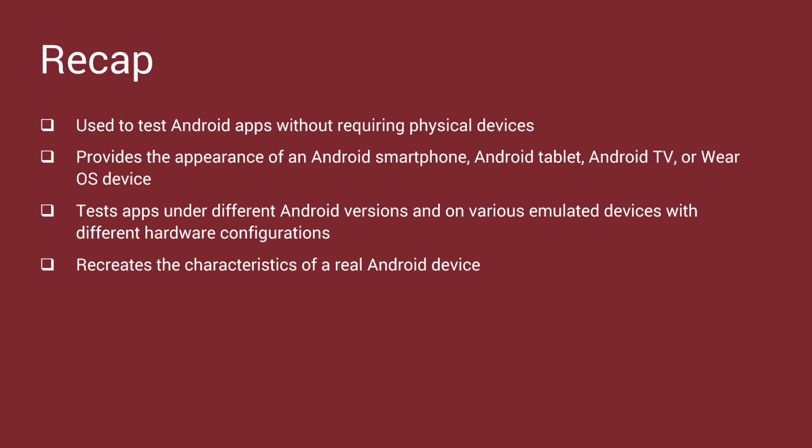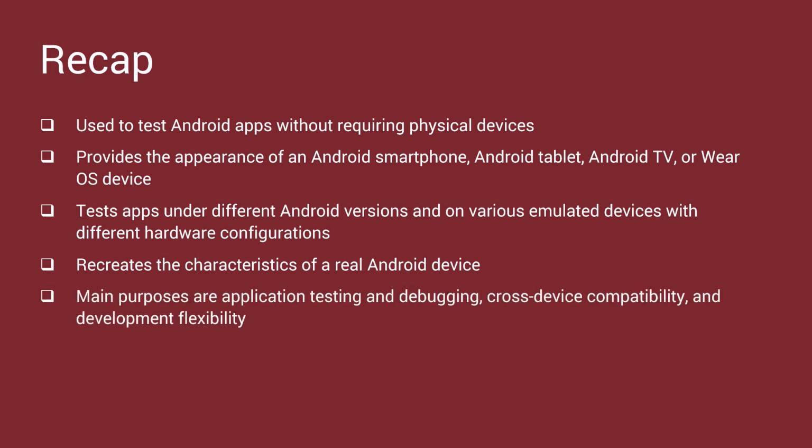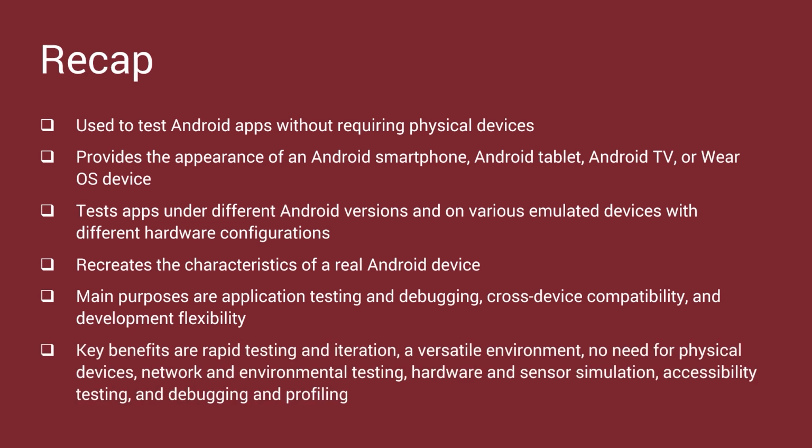The emulator recreates the characteristics of a real Android device, such as the OS, the UI, and hardware, such as GPS sensors and cameras. The main purposes of the Android SDK emulator are application testing and debugging, cross-device compatibility, and development flexibility. And the key benefits of the Android SDK emulator are rapid testing and iteration, a versatile environment, no need for physical devices, network and environmental testing, hardware and sensor simulation, accessibility testing, and debugging and profiling.